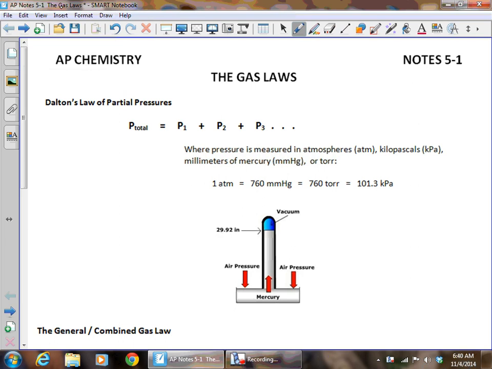Today, I just want to give you a quick review over the gas laws. We covered this pretty well in Chem 1, but just a few reminders. First of all, remember we have Dalton's Law of partial pressures.